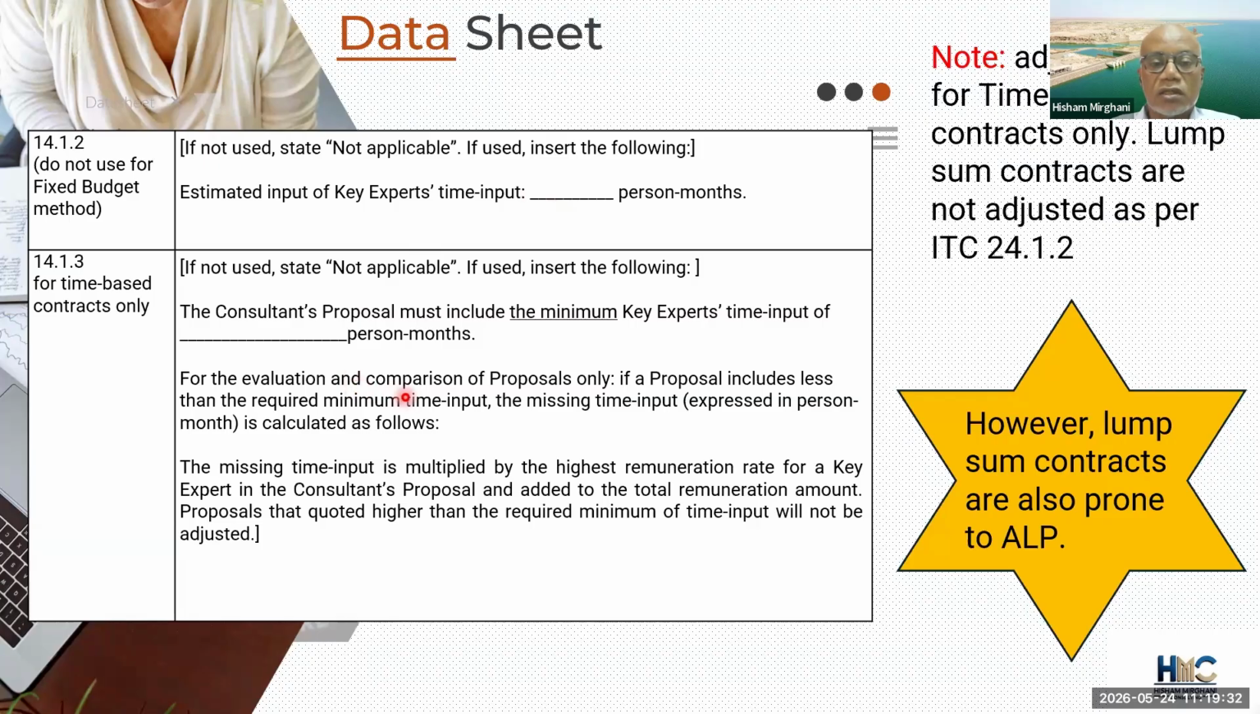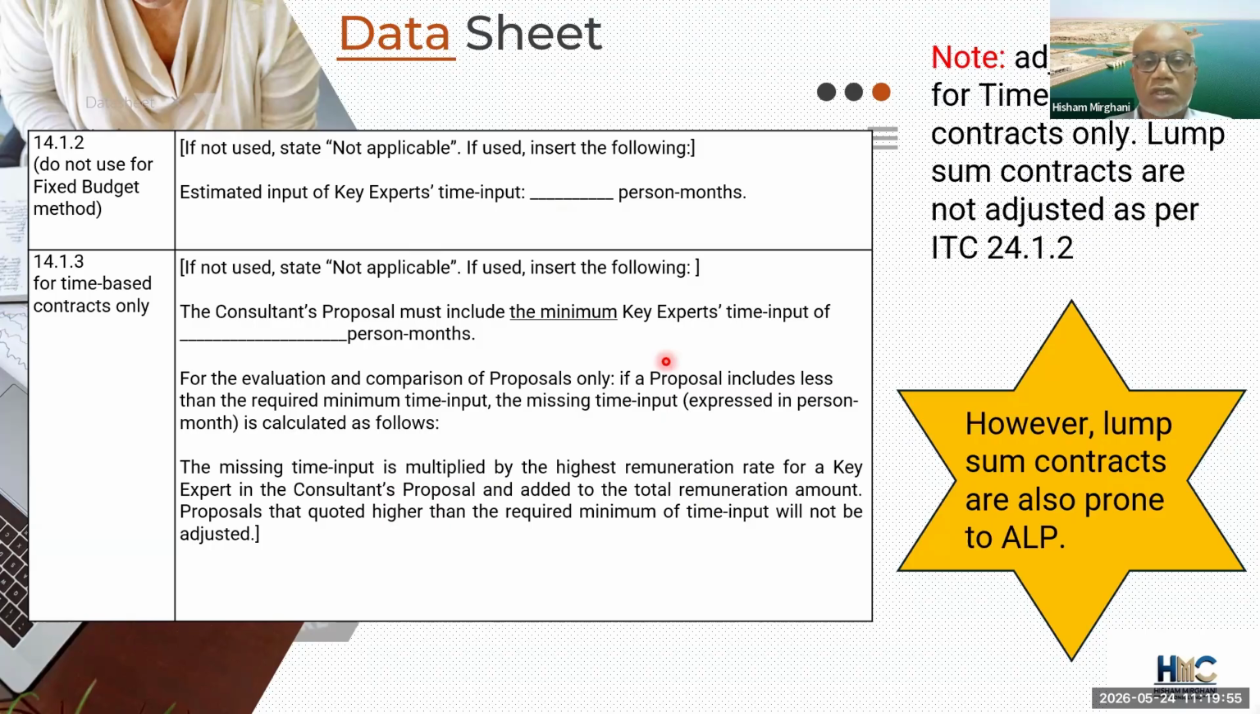And then if the consultant offers a lower time input, there would be a financial adjustment as per the formula here, which is the missing time input multiplied by the highest remuneration rate for a key expert. And this is added to the financial offer so that all the offers are compared on an equal footing.